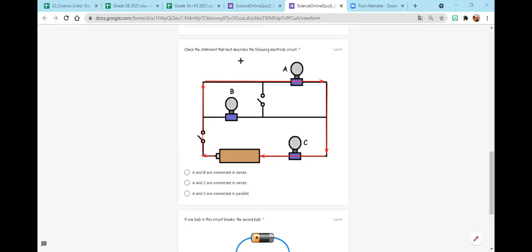So A and C are what? Series. In series, they are found in the same line. A and C are in series. They are found on the same pathway, on the same loop. Okay? A and C are in series. They are found on the same loop. Let's draw it again.